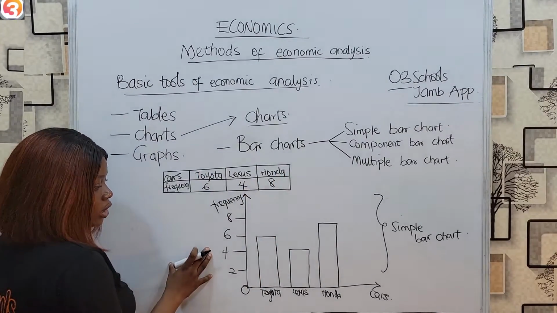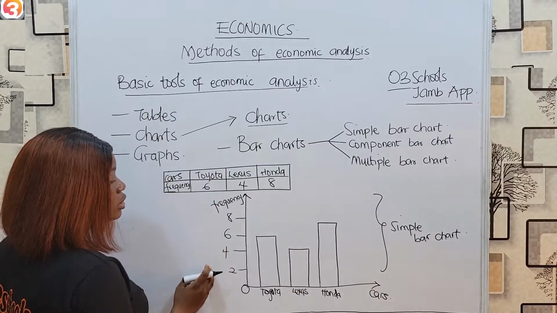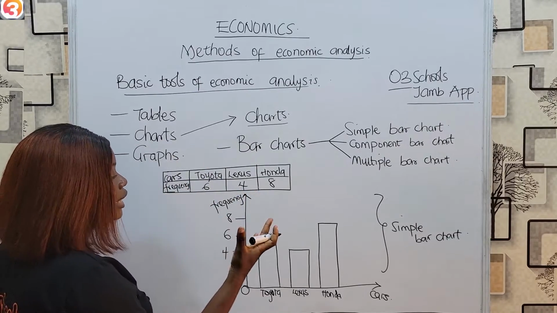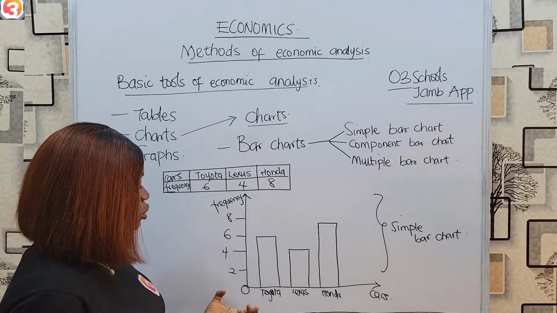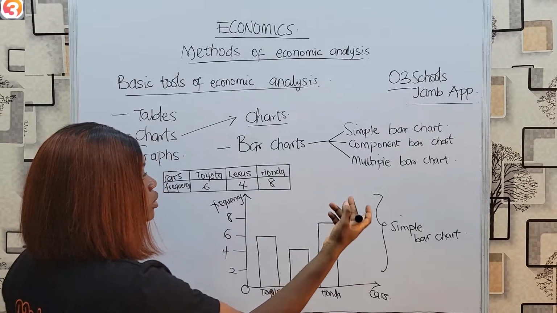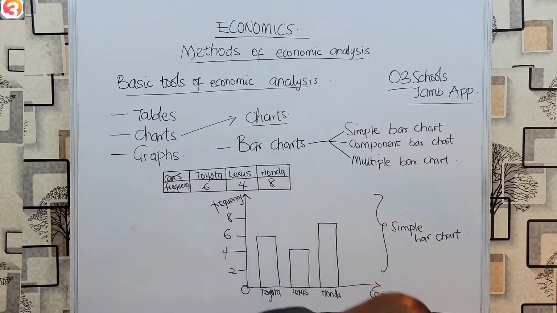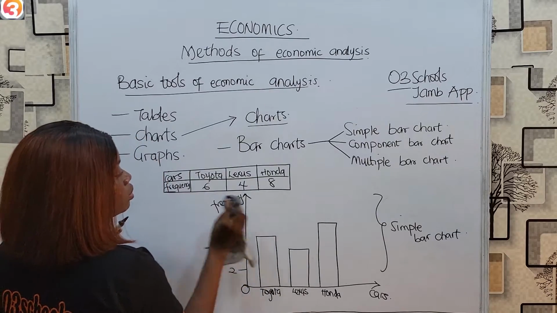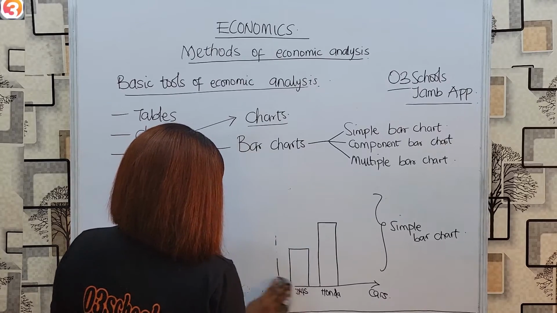I hope the simple bar chart was simple enough to understand that the name implies simple bar chart. It is very simple. They will give you a frequency table or an economic data. Then you can decide to create a frequency table yourself, and then go ahead to draw your bar chart, your simple bar chart. The next one we'll look at is what we call the component bar chart. The component bar chart is a little more complex than the simple bar chart. Now let's look at the component bar chart.